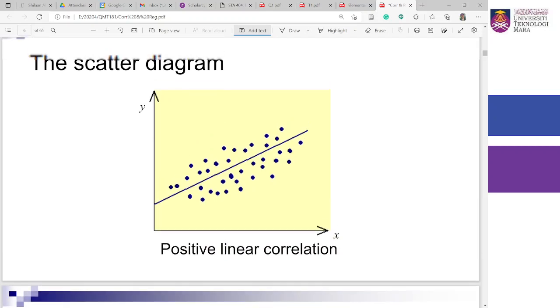This is also the scatter diagram for a positive linear correlation. You can see that it's not perfect because it does not lie on the straight line, but it is clustered close to a straight line. So dia punya cluster. So inilah yang dipanggilkan sebagai cluster. So this is the cluster. So that means the smaller the cluster itself, ataupun semakin kecil cluster tu, dia punya lebar tu semakin kecil, maka kekuatan dia semakin meningkat.